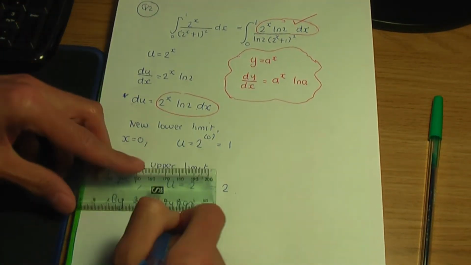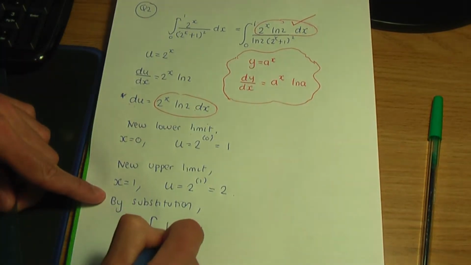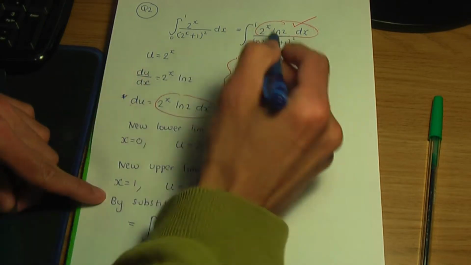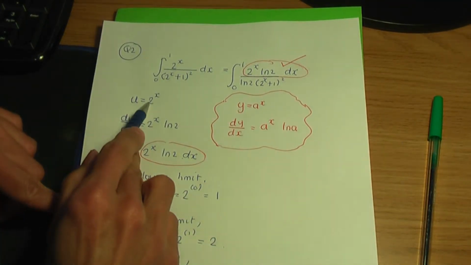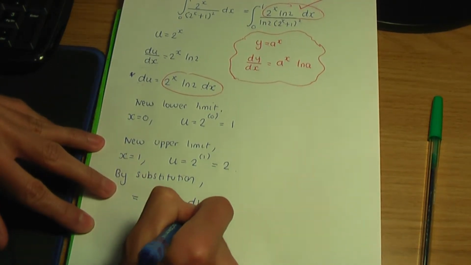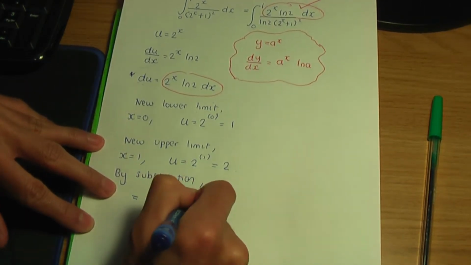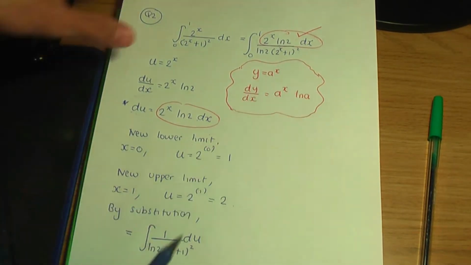So we're ending up with a 1 over ln 2, that's a constant. Let's keep that there. 2 to the power of x is replaced by u. So I'm going to have in a bracket u plus 1 squared. So I have u plus 1 squared, don't forget.